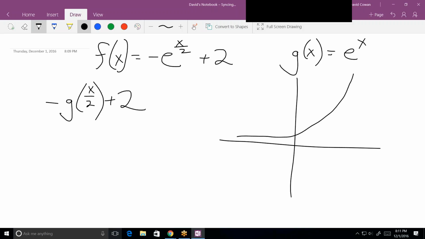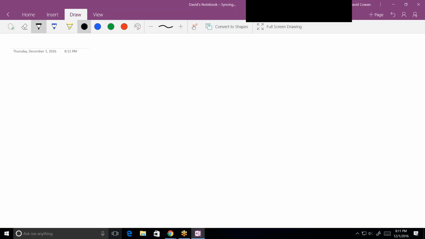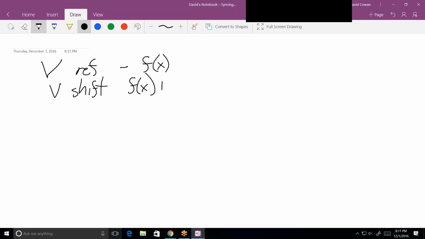Here's the way I tend to think of transformations. Let's talk about this, because I can tell you're good at transformations. But you have 3 vertical transformations and 3 horizontal transformations. Okay? You have vertical reflection, which is minus f of x. You have vertical shift, which is f of x plus some number. You have vertical stretch and shrink, which is some number times f of x. With me?